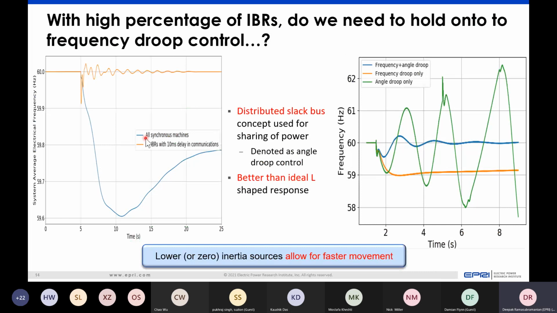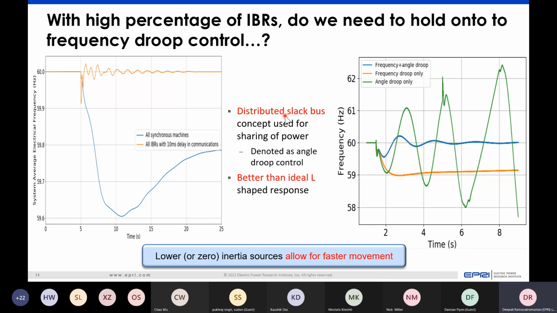That if you have a conventional network where you have this traditional frequency response that you see, wherein you reach above the UFLS for a large disturbance and then you recover. But in the same network, if you have the same capacity, same headroom available, but you replace synchronous machines with inverter-based resources with the same amount of headroom, you can utilize a distributed slack bus concept, which we traditionally know from power flow.